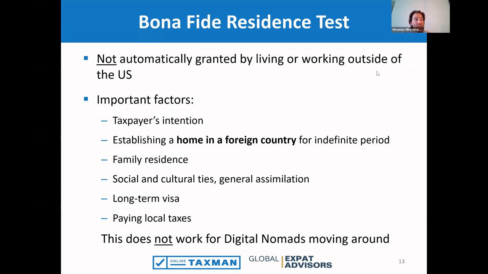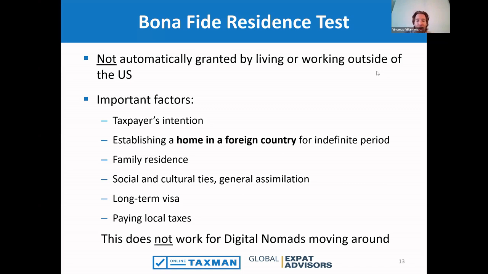You have a local visa, you have a local bank account, you have a long-term lease. You have something social, cultural, religious ties, right? I mean, anything from a gym membership to a library card. And you could be paying local taxes, you could not, right? It depends, of course, on the local tax situation. But this is a sure way to qualify for the foreign earned income exclusion.